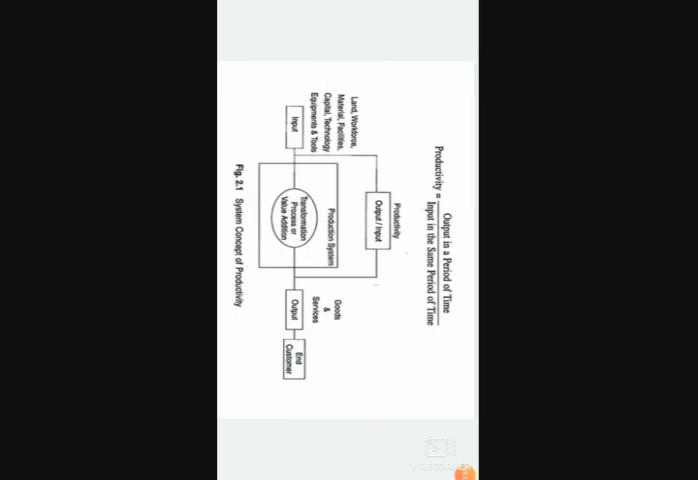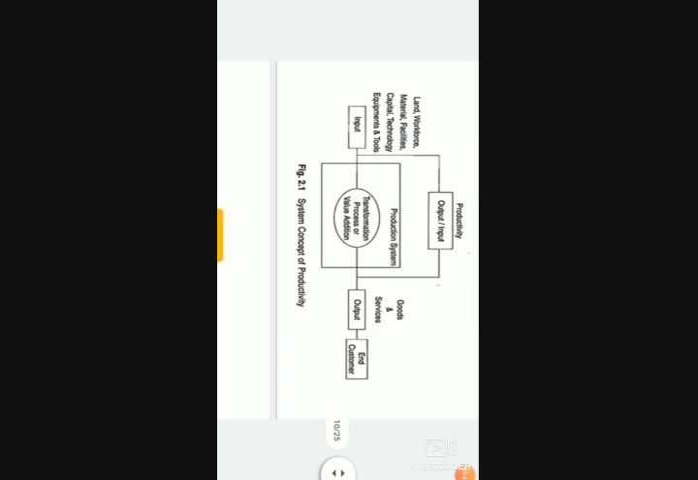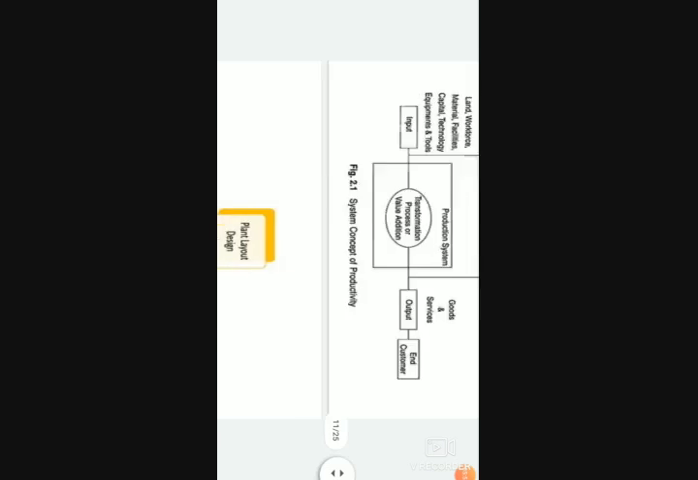It is the output in a period of time divided by the input in the same period of time. You can see the figure given below. That is the input, then comes the transformation process or value addition, that is the production system, then it goes to the output, that is the goods and services, then to the end customer.